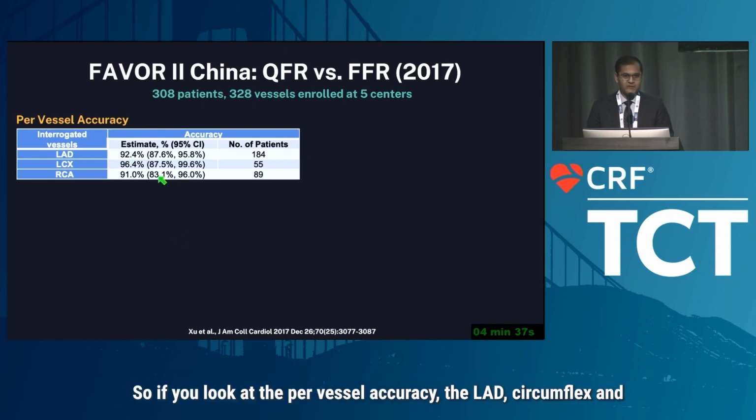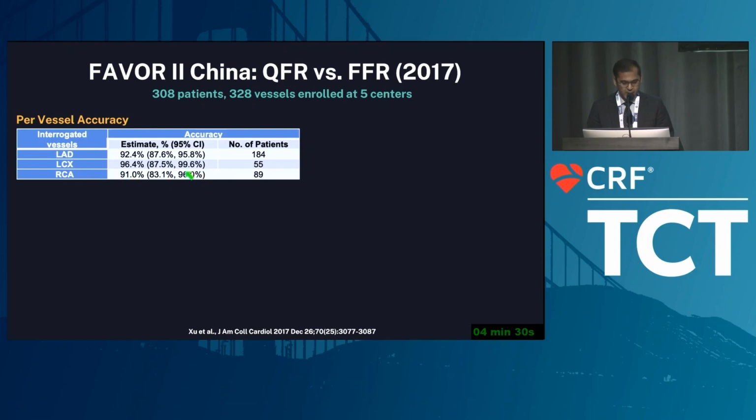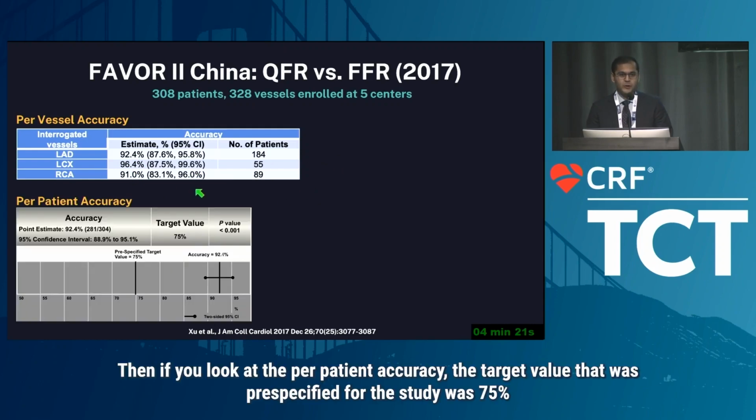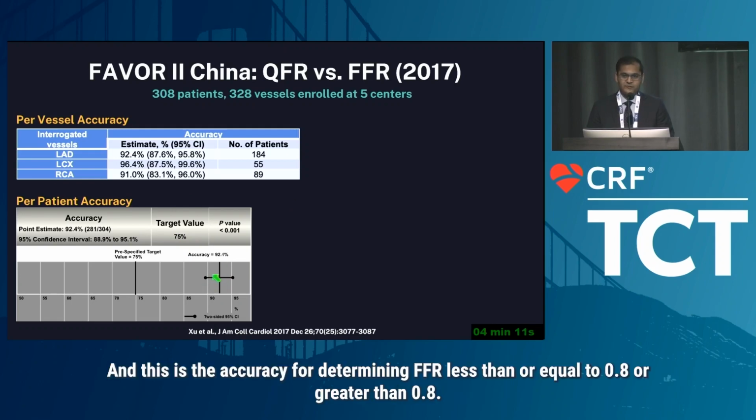If you look at the per vessel accuracy for the LAD, the circumflex, and the right coronary artery, the confidence intervals are very tight, and the accuracy estimates are all above 90% with a decent number of patients. Then if you look at the per patient accuracy, the target value pre-specified for the study was 75%, and the accuracy was well above that. This is the accuracy for determining FFR less than or equal to 0.8 or greater than 0.8.